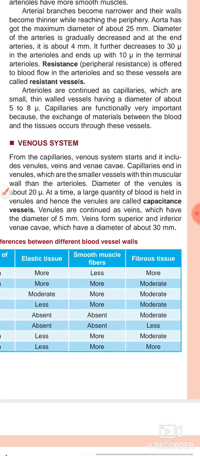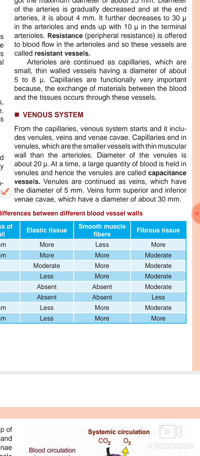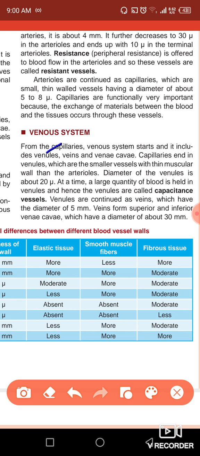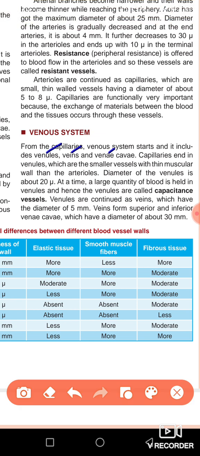Now there is the venous system. Actually, the capillary system connects your arterial system and your venous system. Your venous system is composed of three things: first the venules, then your veins, and then your vena cava. These three things compose your venous system. From capillaries, venules form, venules divide to give veins, veins combine up into the vena cava, and then the vena cava enters into your right atrium.